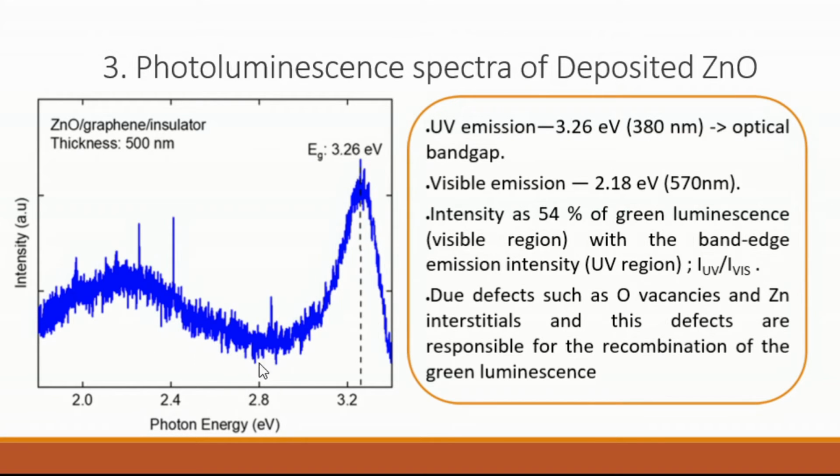From here, we get the intensity as 54% of the green luminescence at the visible region with the band edge emission intensity at the UV region by using the formula I_UV divided by I_visible. The intensity is due to defects such as O vacancies and zinc interstitials, and these defects are responsible for the recombination of the green luminescence.